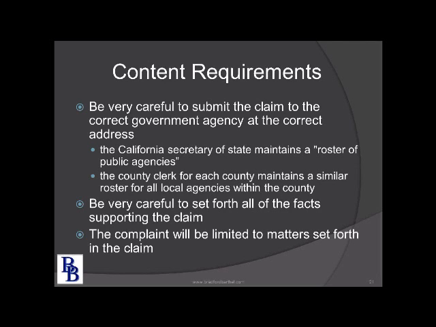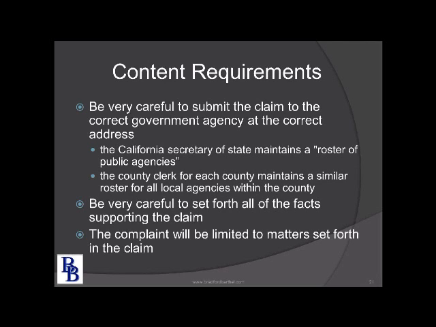Then in addition to getting the dates right, which is complex enough, you've got to get the claim right. That is to say, the claim when you submit it to the governmental entity has to specifically indicate what it is you want, and it's got to go to exactly the right place. Now, it's often not easy to figure out which governmental entity you're sending this to, or for that matter, if you know who it is, where to send it.